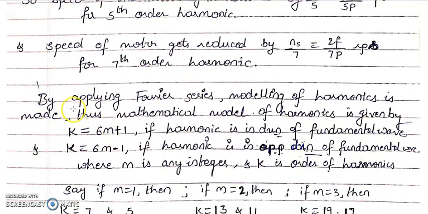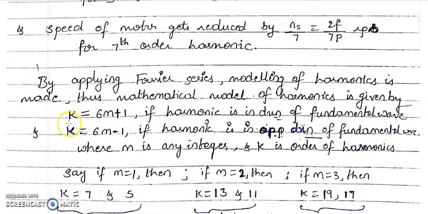Okay, so by applying Fourier series, we have come up to the formula, that is k is equal to 6m plus 1 as well as k is equal to 6m minus 1. Now when to use this formula and when to use that formula? Only the plus or minus is the difference between these two formulas. So the first formula you will be using when the harmonic is in the direction of the fundamental waveform.